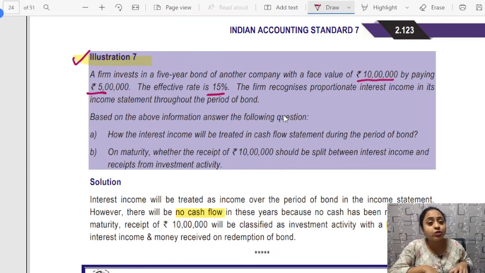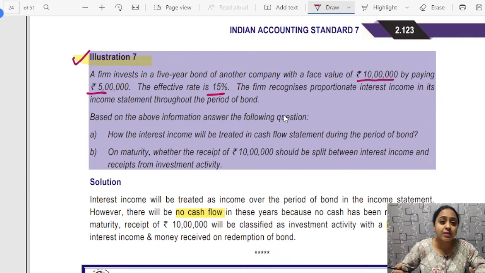Okay, so those 5 years in which the income and expense statement has been affected with such interest income, you do not need to include it in the cash flow statement. If it has been already included and if you are preparing as per the indirect method, then you need to remove it, noting it down as a non-cash item. Now the firm recognizes proportionate interest income. Based on the above information, answer the following question.